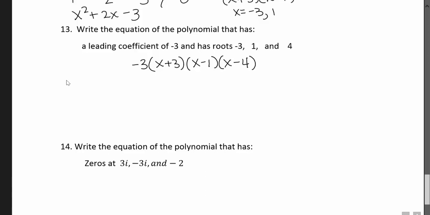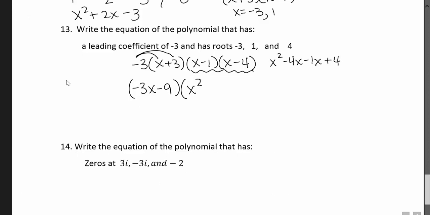Now I'm going to multiply everything through. I'm going to start with the x minus 1, x minus 4. And then I'm going to distribute the -3 at the same time. So I'm going to have -3x minus 9. And this will be x squared minus 4x minus 1x plus 4, which will become x squared minus 5x plus 4. Now I can distribute the -3x and the -9.